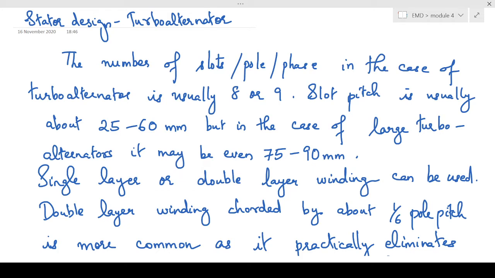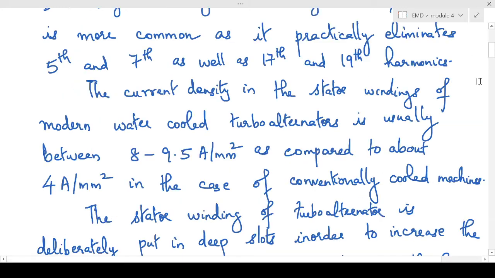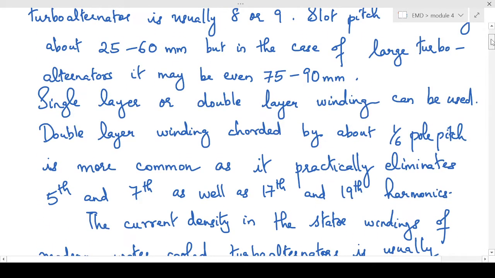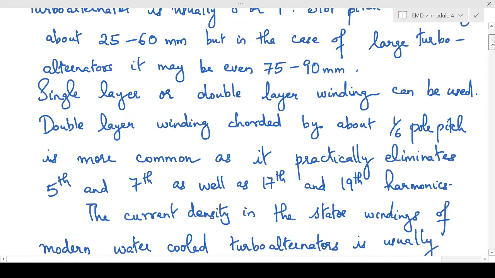Slot pitch is generally 25 to 60 mm, but in the case of large turbo alternators, it may be even 75 to 90 mm. And we can use either single layer or double layer winding for the stator.